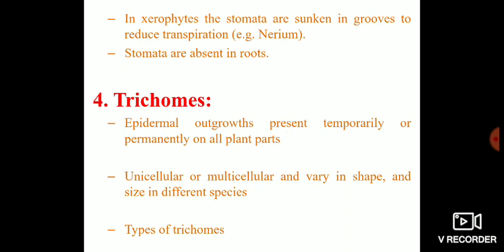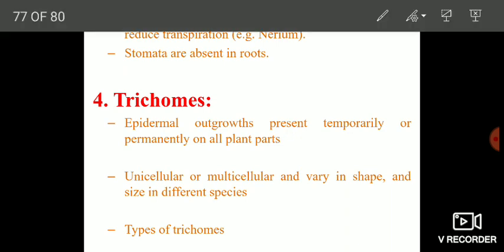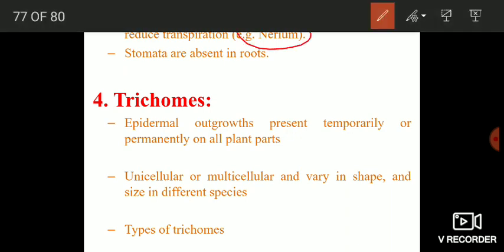In some xerophytes, the stomata are sunken in grooves, and it helps the plant to reduce transpiration. Example is Nerium. Here you can see this is, say for example, the epidermis. The stomata are not present on the surface, they are present in grooves.